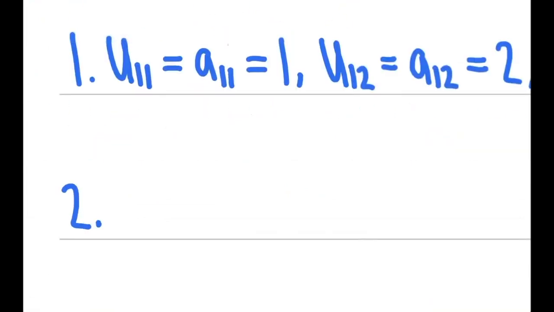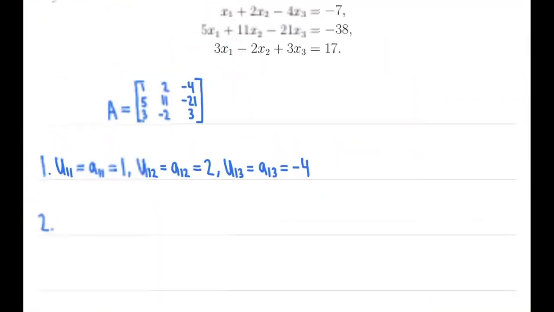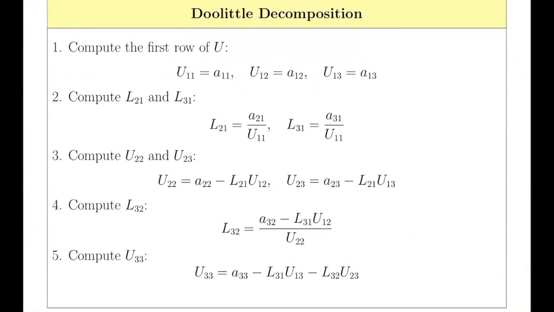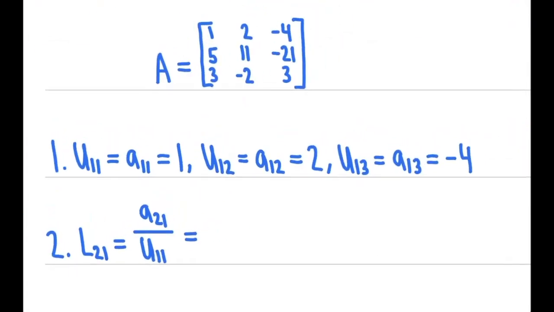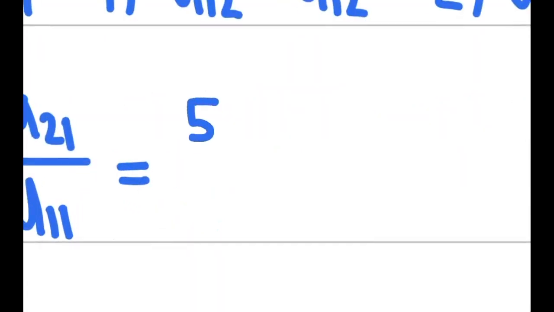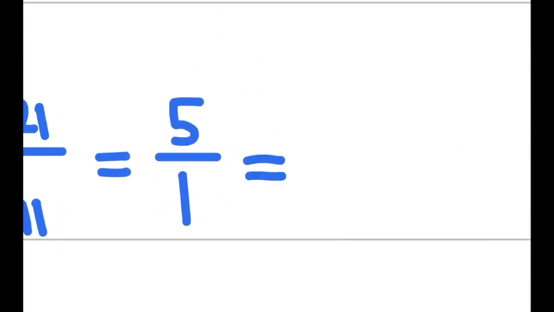So now let's find L21 and L31. So L21 is just A21 divided by U11. I'm just using these formulas in this table. What is A21? 5. And then U11 we just figured out right here, that's 1. So we have 5 divided by 1, which is 5.